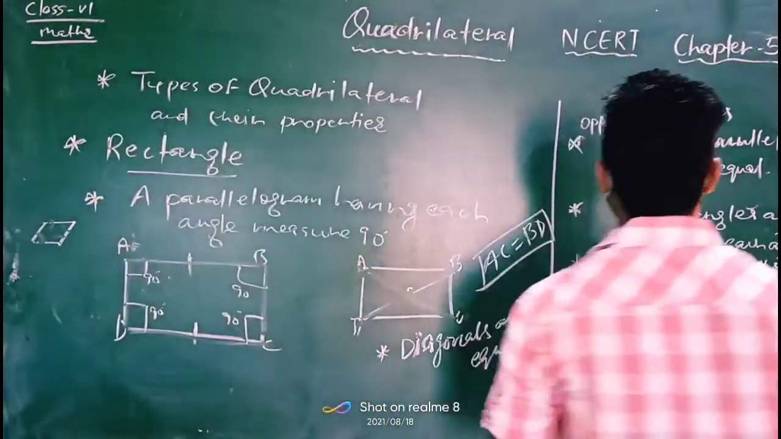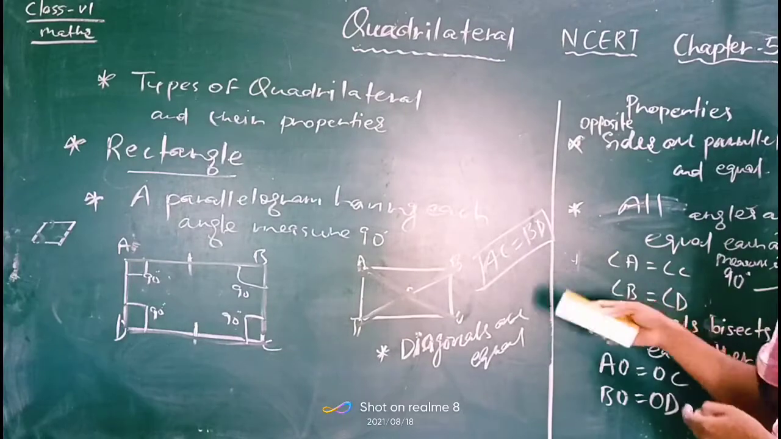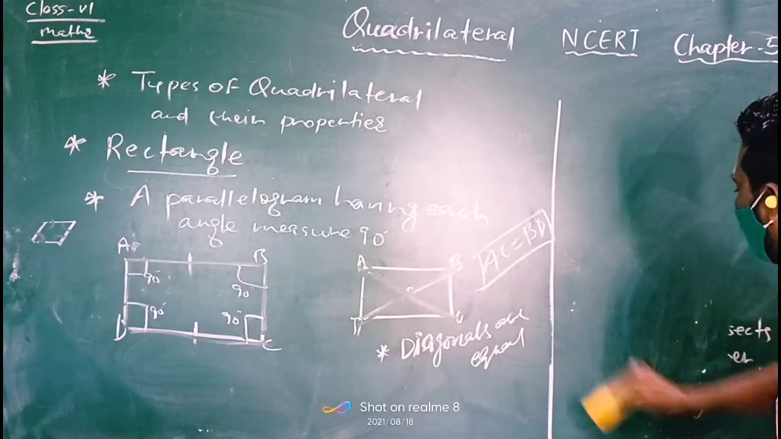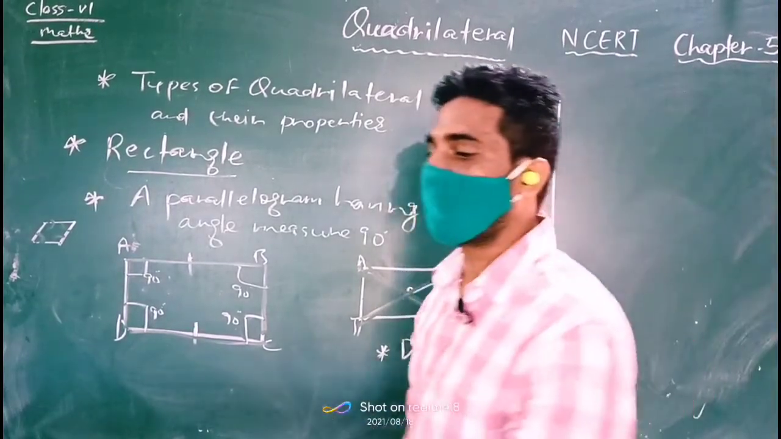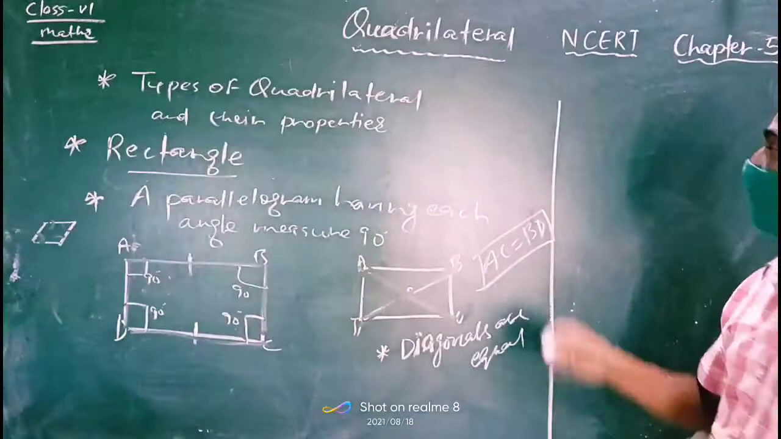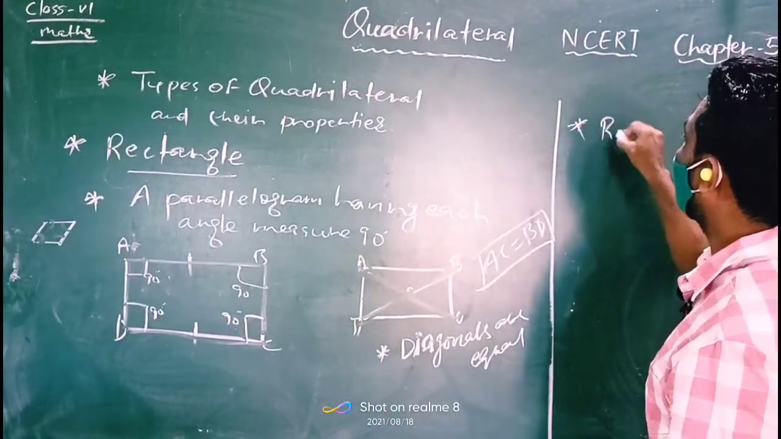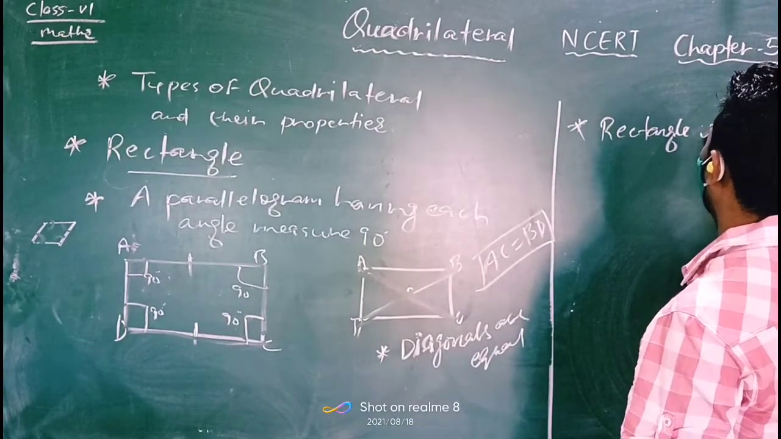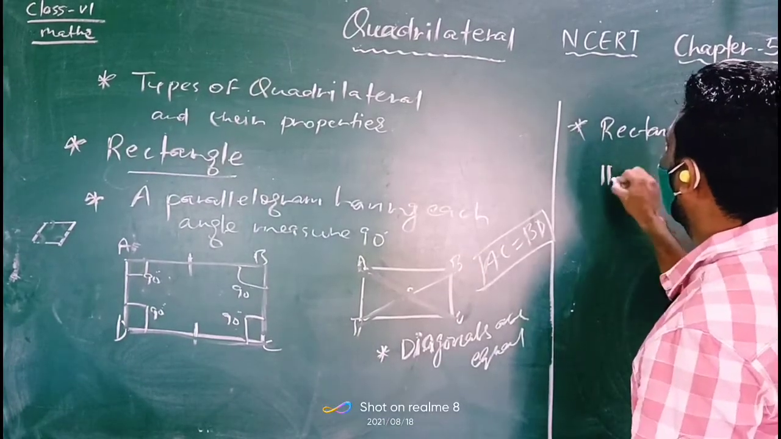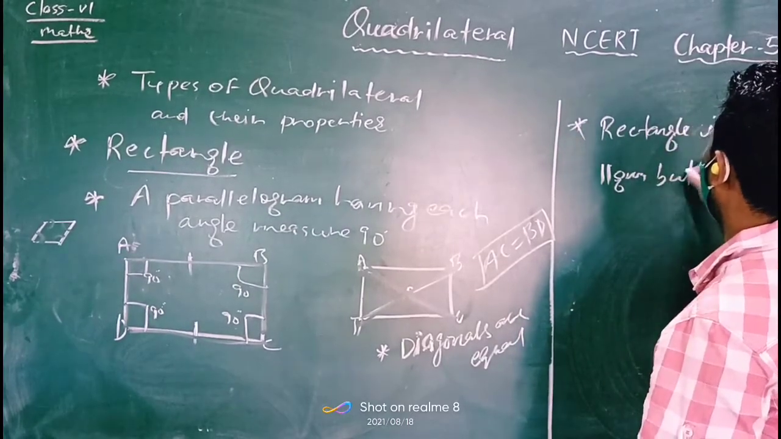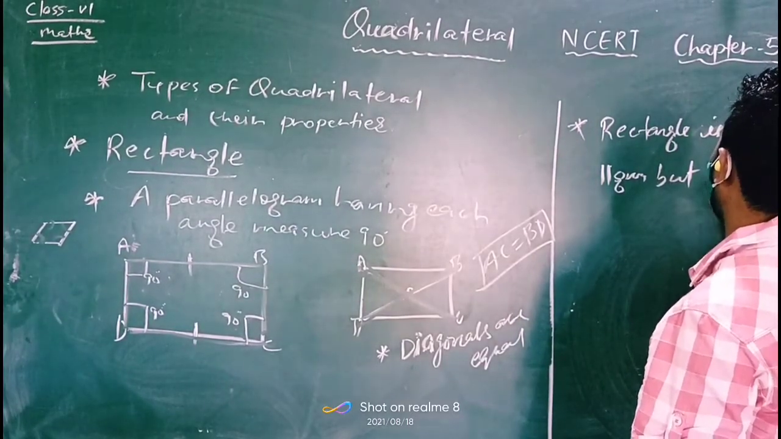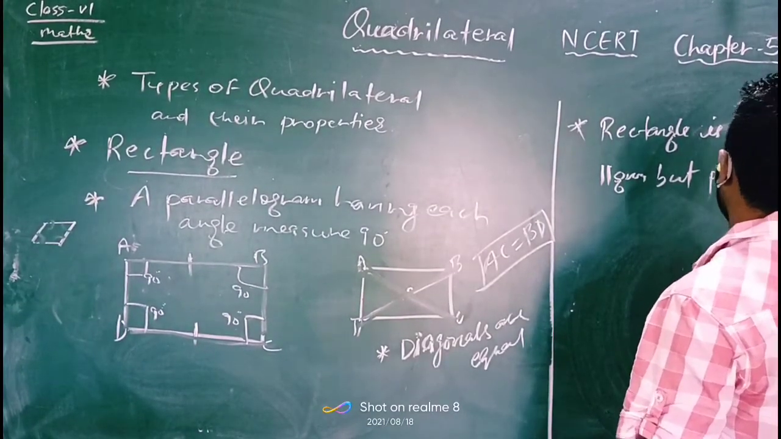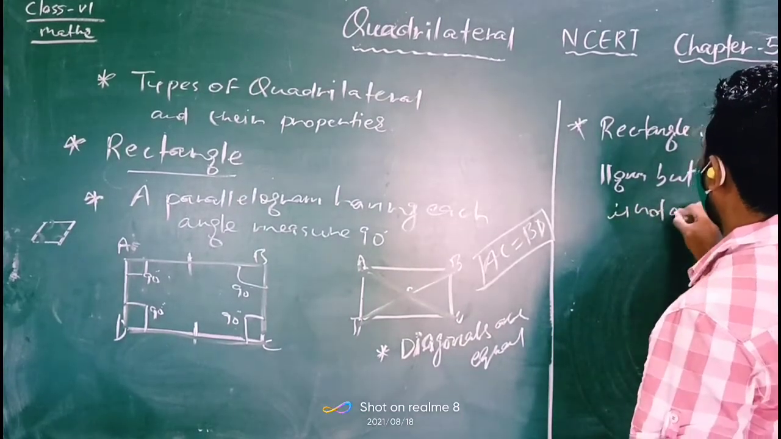Now one more important thing I tell you about the rectangle and the parallelogram. Rectangle and parallelogram both are quadrilaterals, because they are types of quadrilateral. But the point I want to say here is: a rectangle is a parallelogram. But every parallelogram is not a rectangle. Or you can write: a parallelogram is not a rectangle.